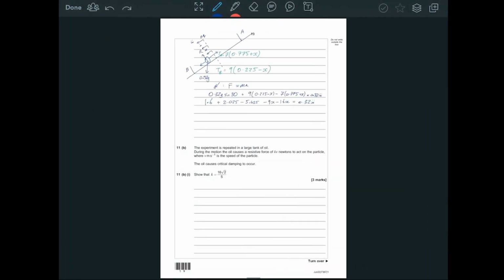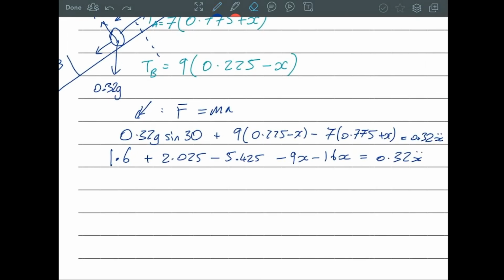So this is 0.425, not 225. So that figure is minus 3.825. And now 1.6 plus that figure. Okay, so that cancels out perfectly.